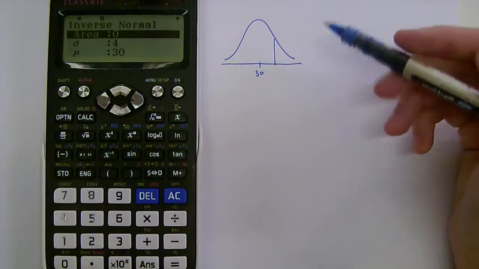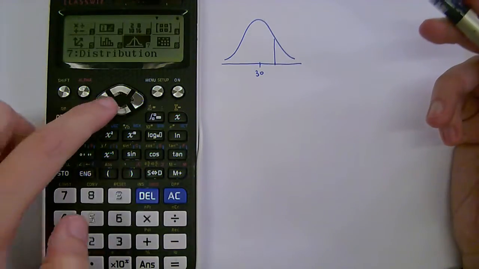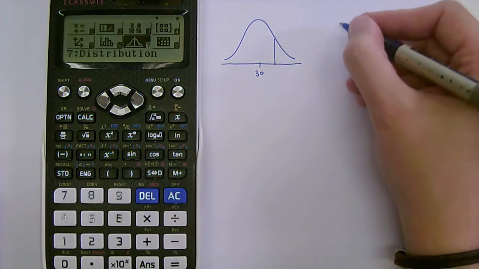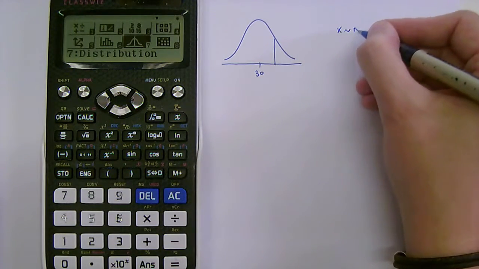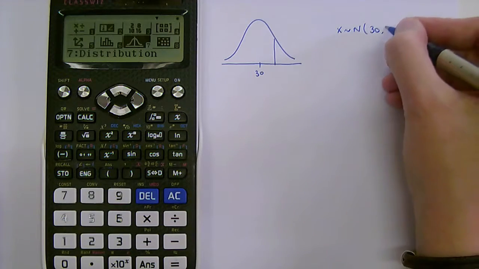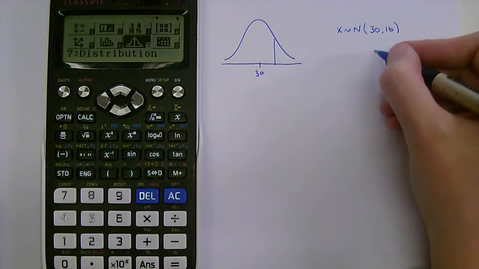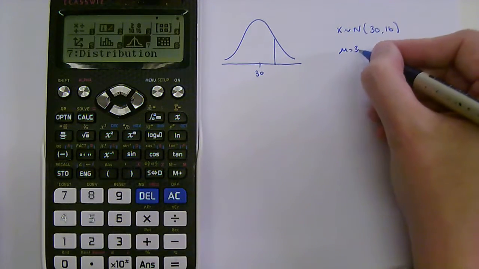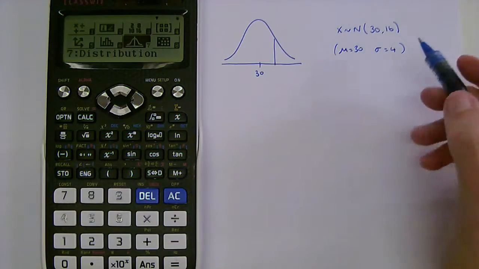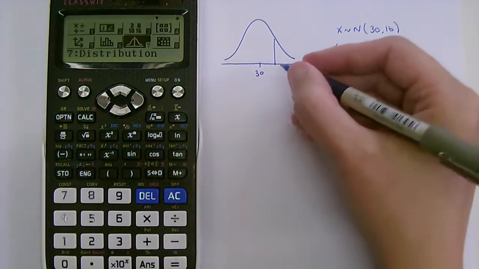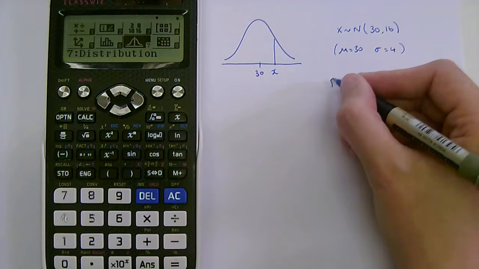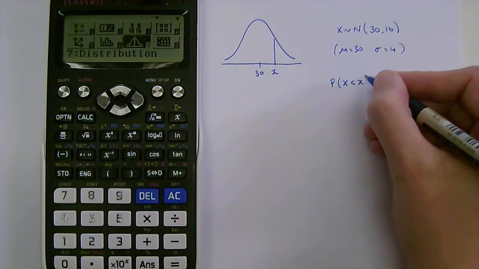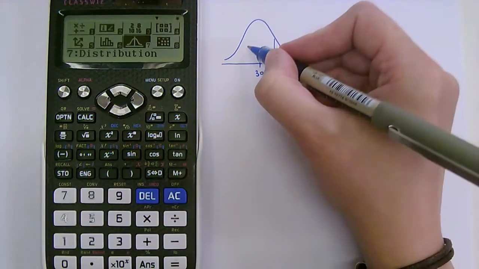The other type of question you might need to answer are the ones where they give you the area and they ask you for the value. So if we stick with the same distribution we've just been working with, a mean of 30 and a variance of 16, notice that means that the standard deviation is 4. Then we might be asked to find the value of x that gives us a probability of, say, 60%.